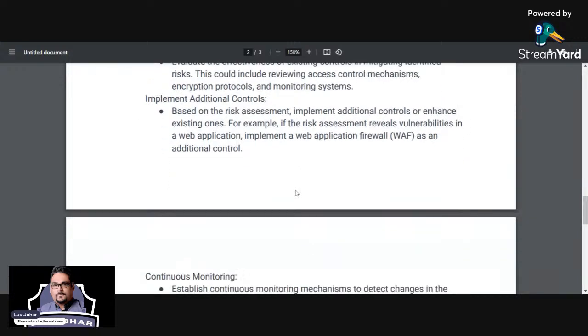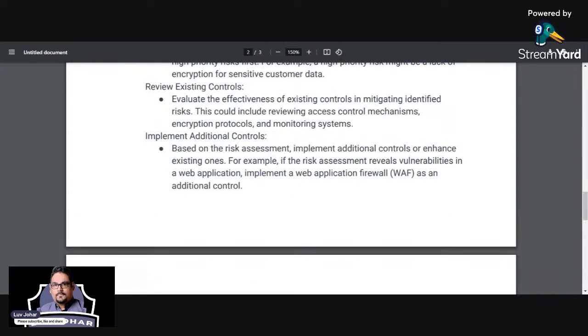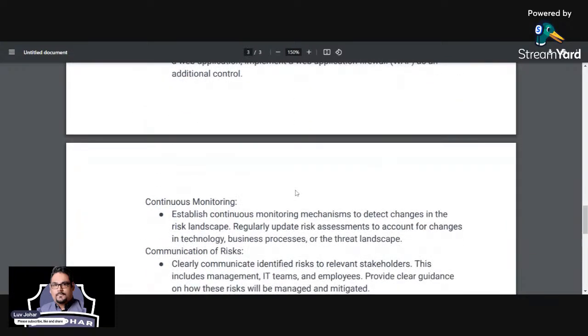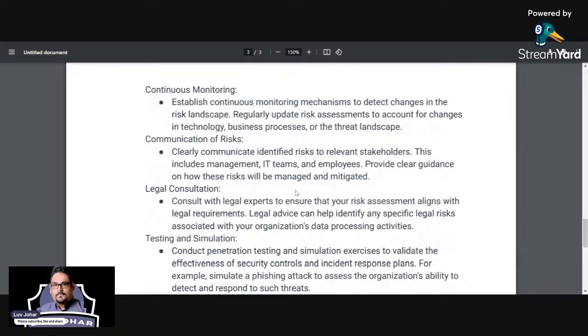These are the very important three that you have to have in place in terms of existing controls, especially for personal data. Implementing additional controls, as I said, if the existing controls are not proper, you have to implement additional controls. So based on the risk assessment, you have to implement additional controls or enhance the existing ones with compensating controls. For example, if the risk assessment reveals vulnerabilities in a web application, then implementing a web application firewall as an additional control, if specifically this web application is dealing with personal data, because here we are talking about personal data. Hope it makes sense.